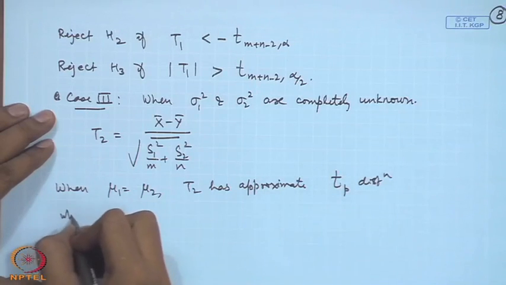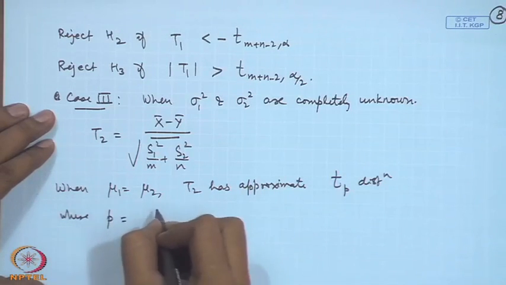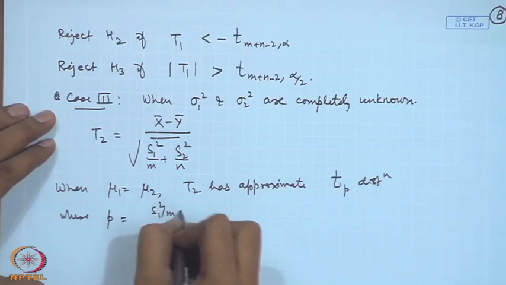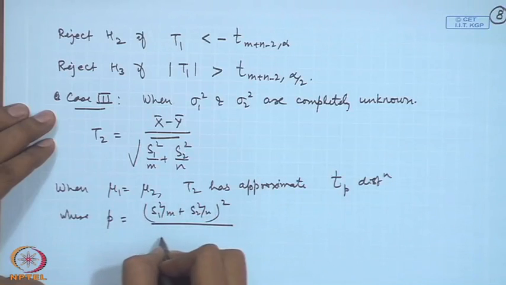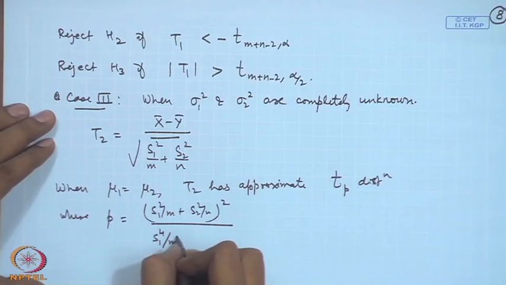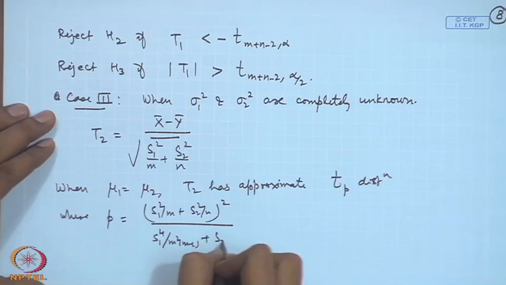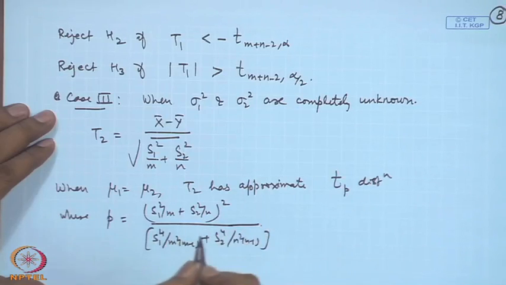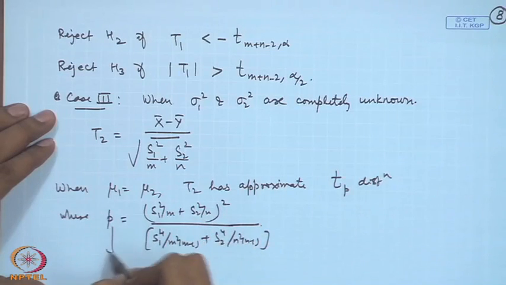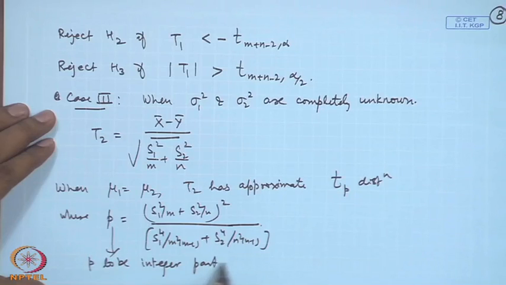where p is given by S 1 square by m plus S 2 square by n whole square divided by S 1 to the power 4 by m square into m minus 1 plus S 2 to the power 4 by n square into n minus 1. We usually take p to be the integer part of the right hand expression.